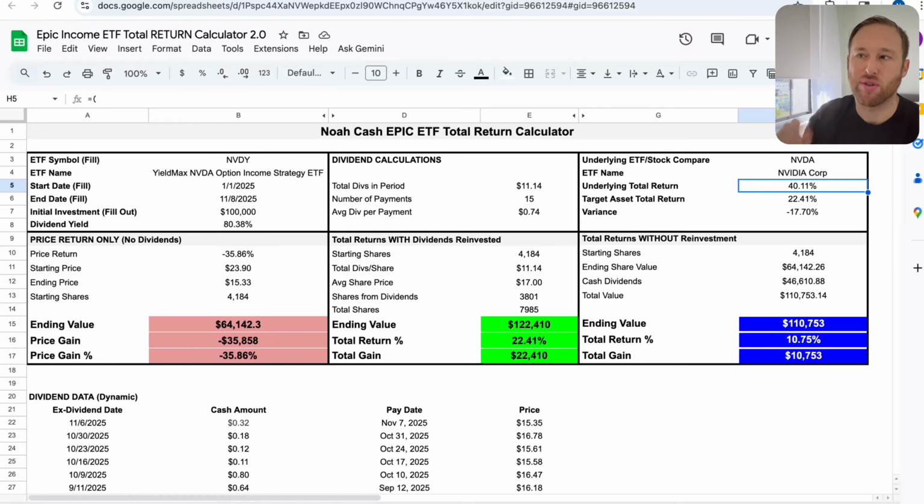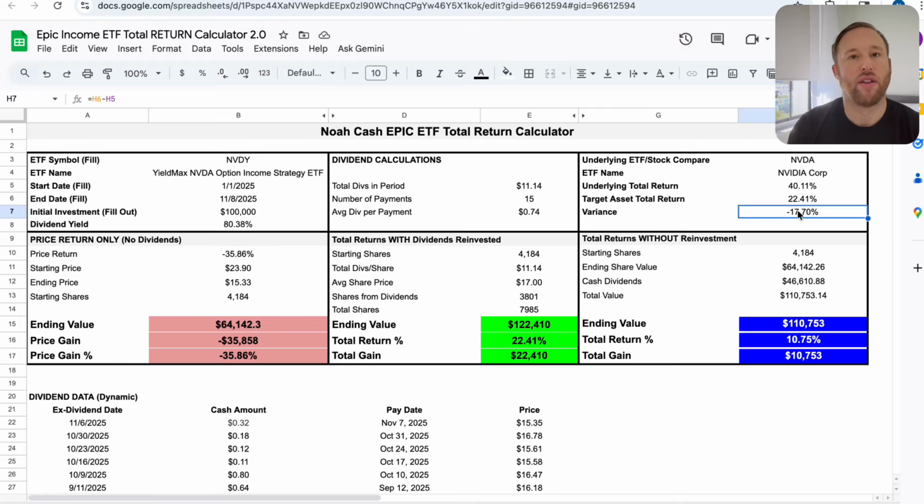So you've given up here 17% in total returns, guys. That's now where you might want to think, is it worth it for these underlying assets, for these individual stock plays? Is it worth sacrificing that much upside? Or is it just a benefit to buy the underlying asset? That is something you have to weigh.